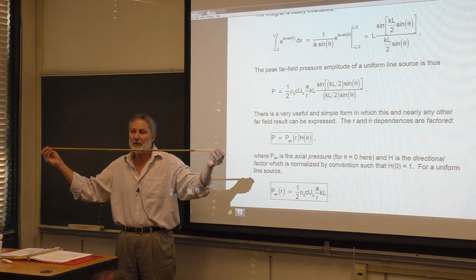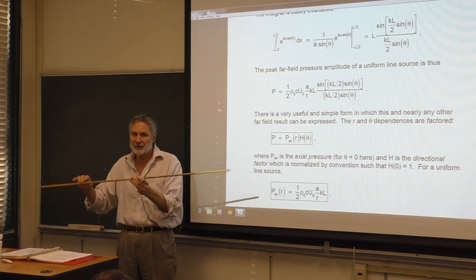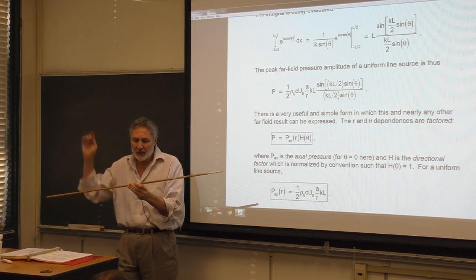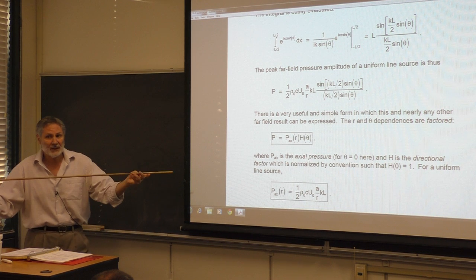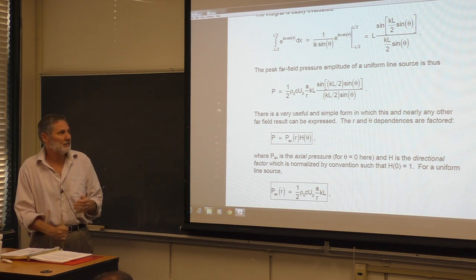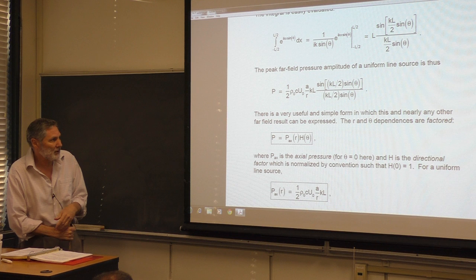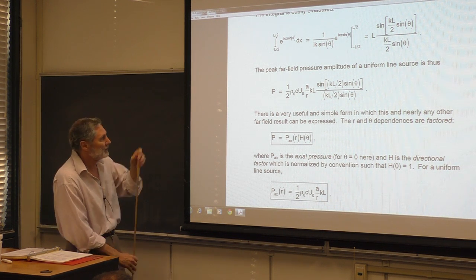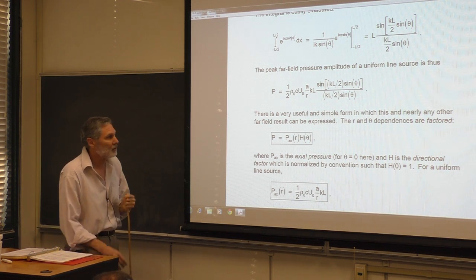We're far compared to the length of the source. We're far away. But the wavelength and the size of the source can be anything. The wavelength can be long or short or approximately equal to it. It doesn't matter. There's no relationship. We've left that open.